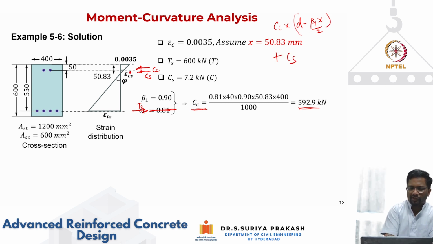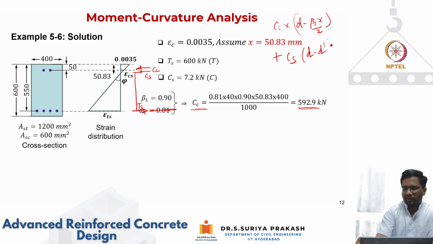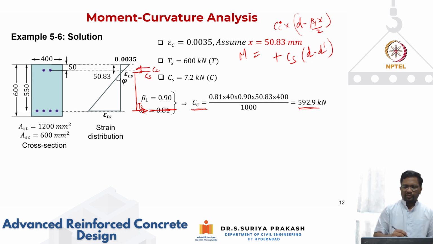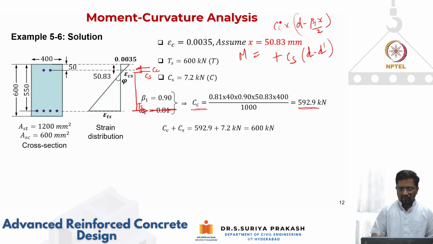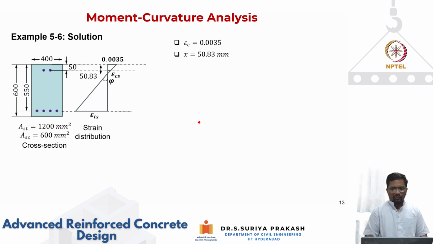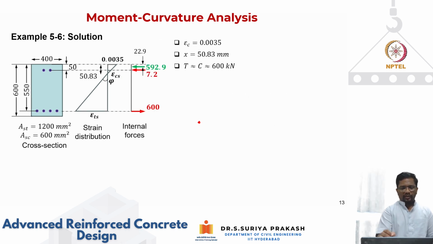Now for CS, what is the distance between CS and this tension steel? It is going to be effective depth minus the cover that you have. Both of them are in the counterclockwise direction, so that is going to be moment resistance. So M will be equal to CC times d minus beta 1 x by 2, plus CS times d minus d prime. So let us see now what the forces are. Again, we are satisfying that the compression force is 600 kilonewton, which is equal to the tension force. So we satisfy the force equilibrium. Now we look at the moment, and these are the forces that are acting: CC is 592.9 and CS is 7.2 kilonewton, right?